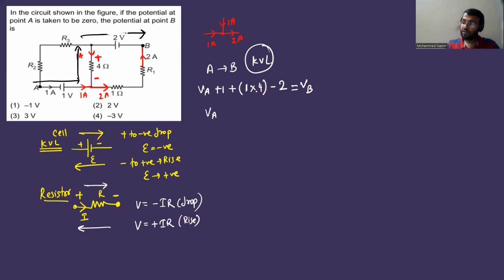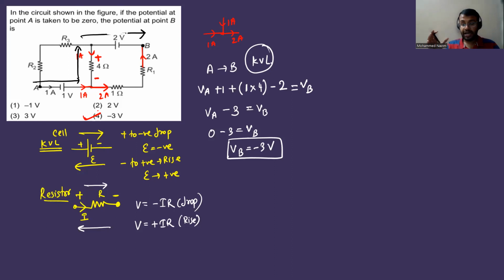So VA minus 5 plus 1, 4 plus 1, 5, 5 minus 2 will be 3, equal to VB. This is the equation. And the question tells that the potential at A is taken as 0. So 0 minus 3 equals VB, or VB is going to be how much? Minus 3 volt. This is the answer.